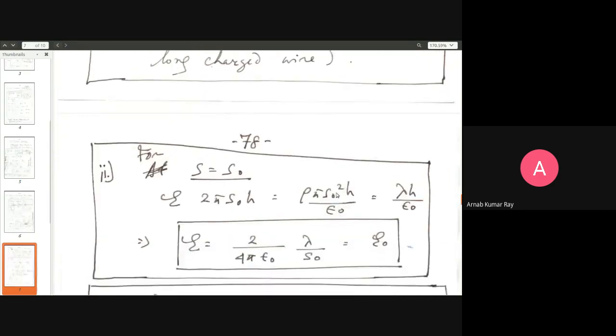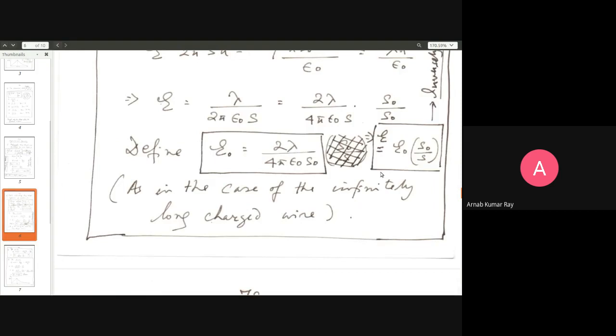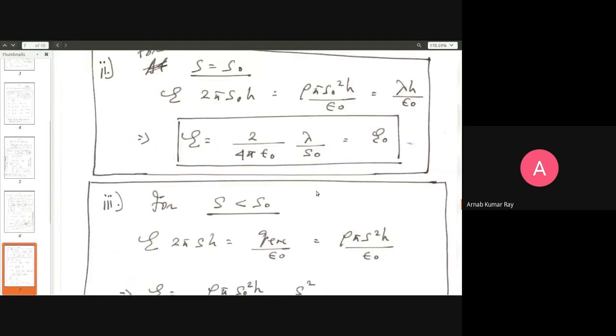Okay, now S is equal to S naught. E into 2 pi SH, the left hand side, but S is now carrying a precise value of S naught. So you put 2 pi S naught h, and the right hand side will be rho pi S naught squared h by epsilon naught. And that's also equal to lambda h by epsilon naught. So once again, this h and this h will cancel, and E is equal to 2 lambda by 4 pi epsilon naught S naught, and that is equal to E naught. This is what you have.